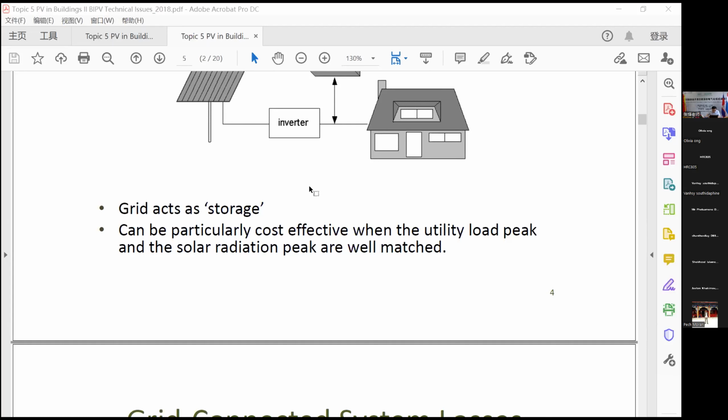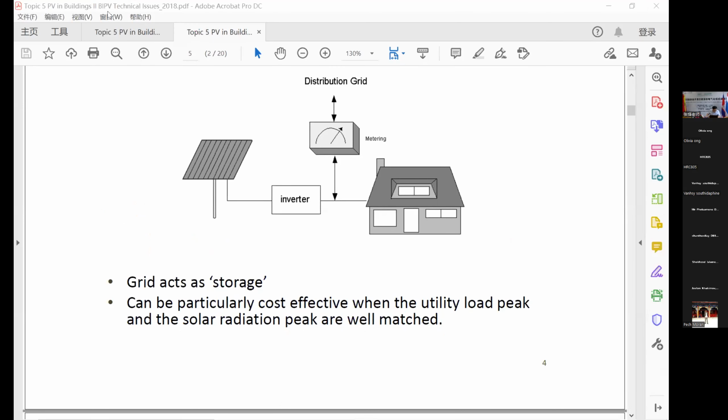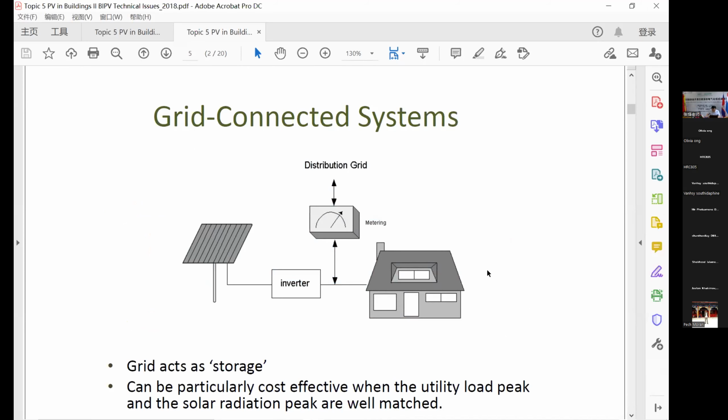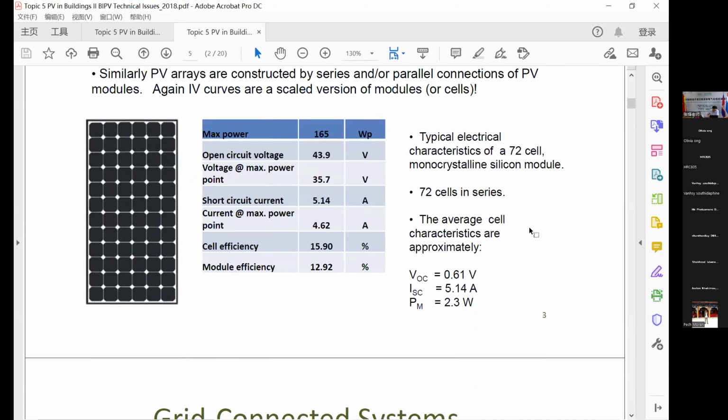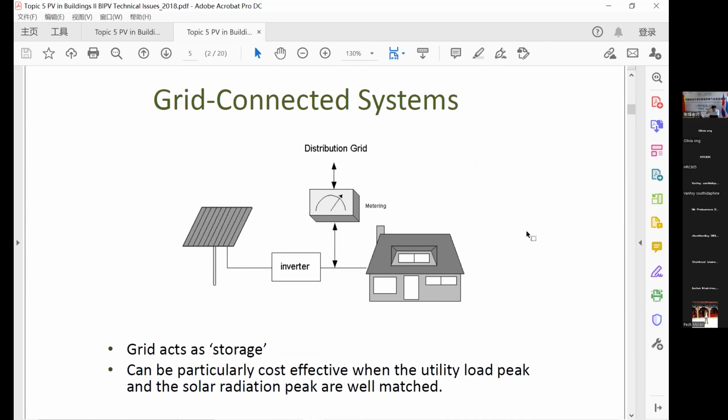Okay, so now let's move on to the PowerPoint. After we go through the details of the PV module, we can talk about the grid connected system.